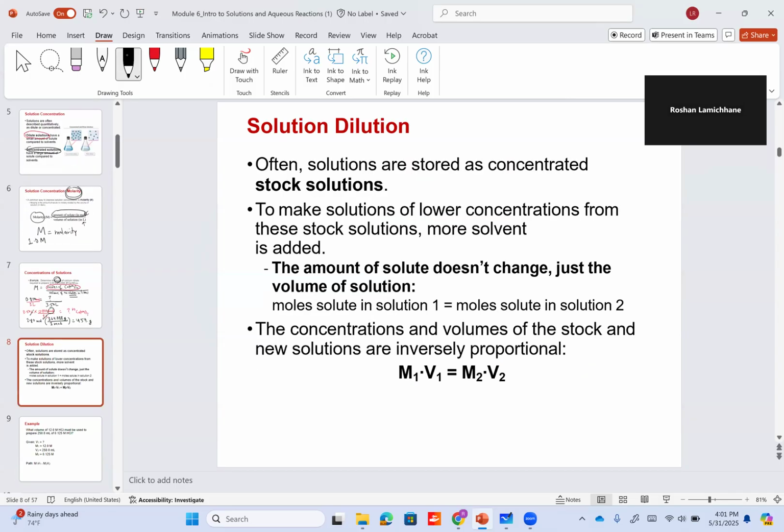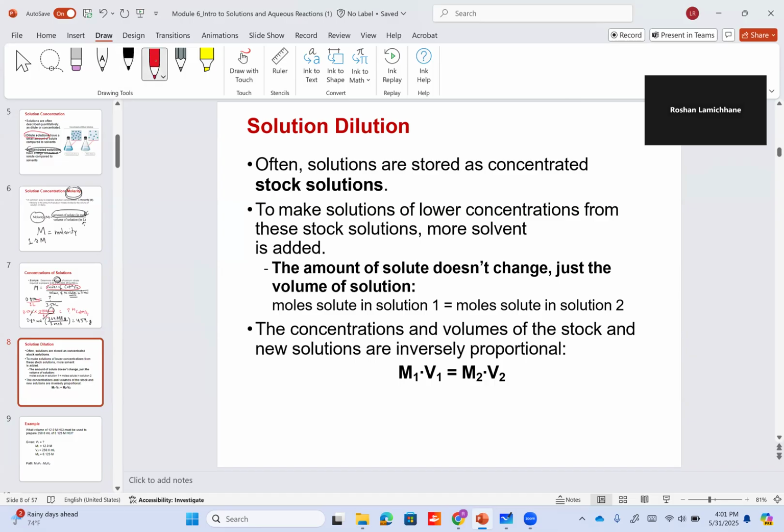All right. So now, let's think about this concept called solution dilution. Most of you might have seen this equation M1V1 equals M2V2, or C1V1 equals C2V2, a different version. Again, the idea is the same.